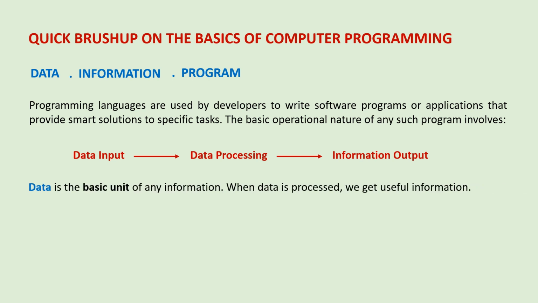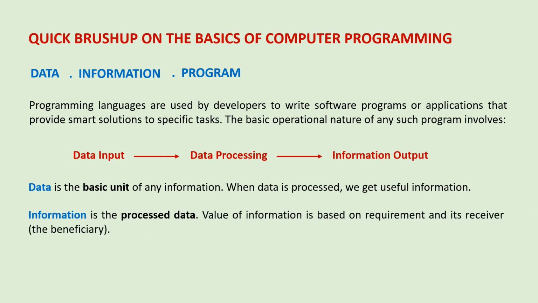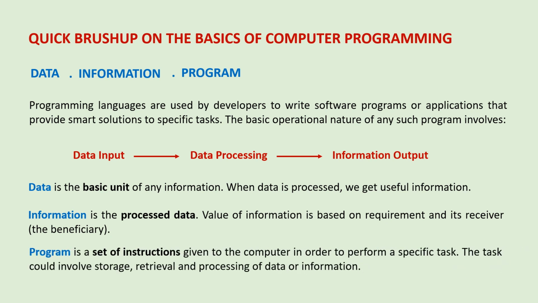Data is the basic unit of any information. When data is processed, we get useful information. Information is the processed data. Value of information is based on the requirement, and on its receiver, or the beneficiary who handles it. A program is a set of instructions given to the computer in order to perform a specific task. The task could involve storage, retrieval, and processing of data, or information.